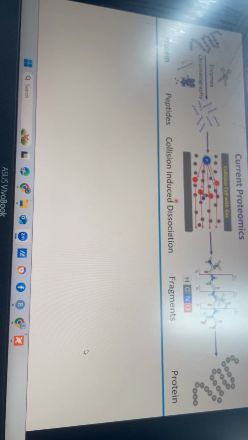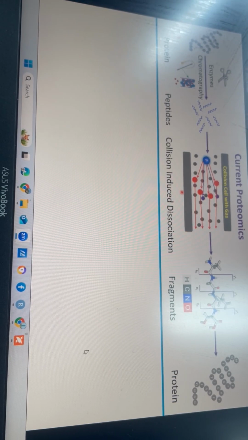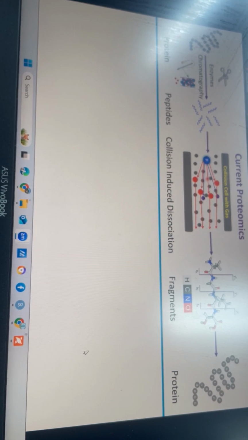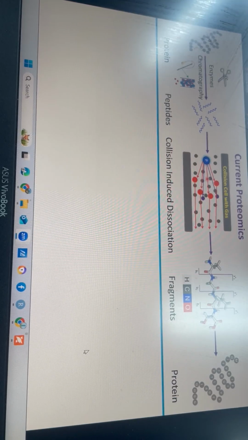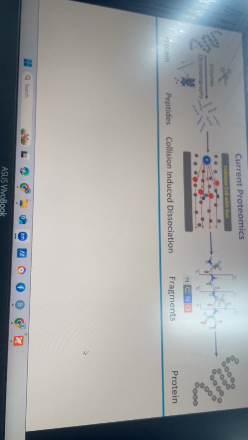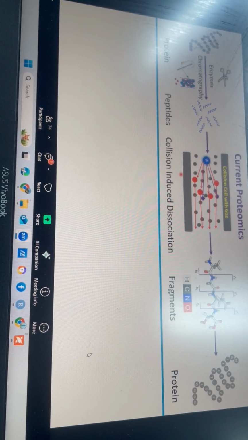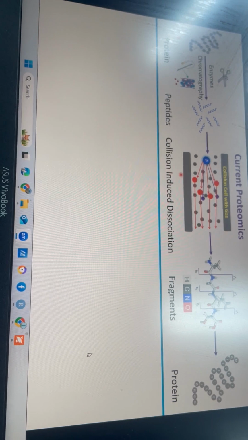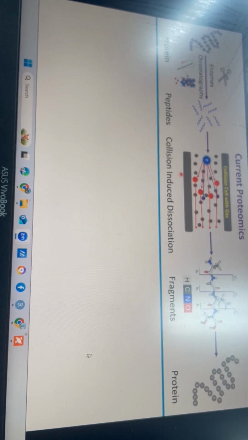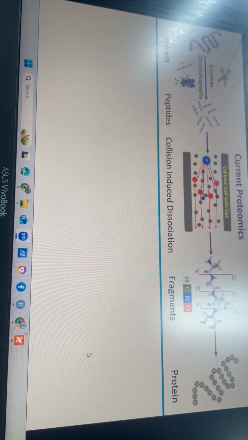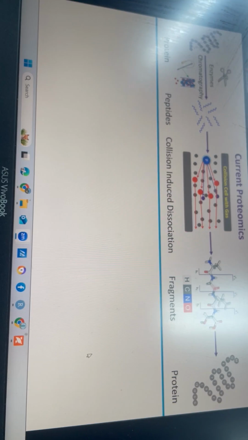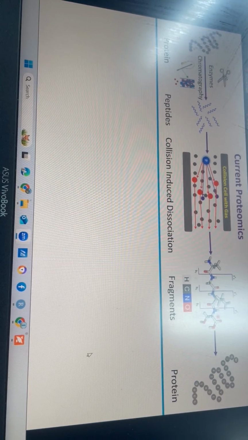Okay, but in traditional proteomics, we use gas to break down the peptide into fragments, meaning amino acids. Mostly we use nitrogen or helium gas. This gas interacts with the peptide and breaks the carbon-nitrogen bonds. So this is carbon and this is nitrogen, and it produces b and y ions.